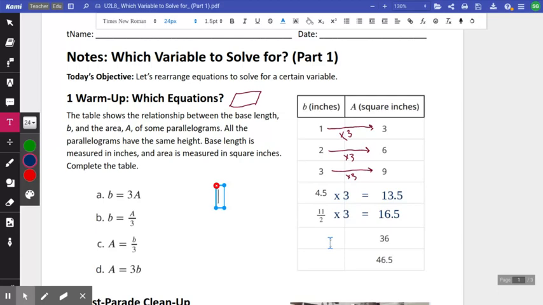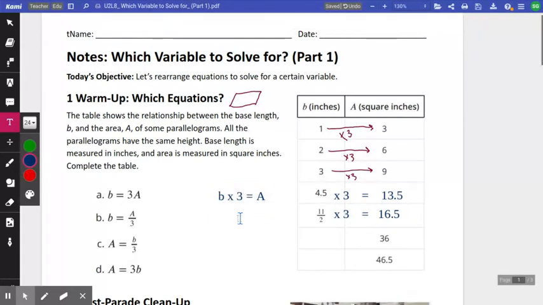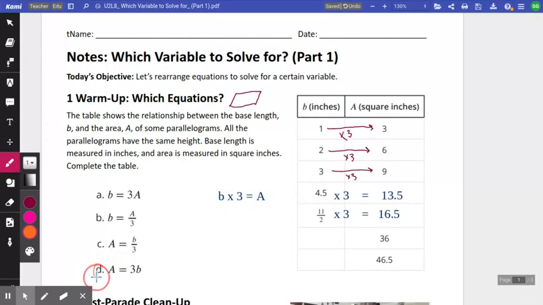Well, what did we do each time? Each time we were taking our base and multiplying it by 3 to get our area. So I could write out that sentence we've been saying as B times 3 equals A, or the base length times 3 gives us the area. This equation is not written exactly like that over here, but there is a similar equation. Instead of saying B times 3 equals A, they've written it as A equals 3 times B. Those equations are saying the same thing: the area equals 3 times the base. The base times 3 equals the area.